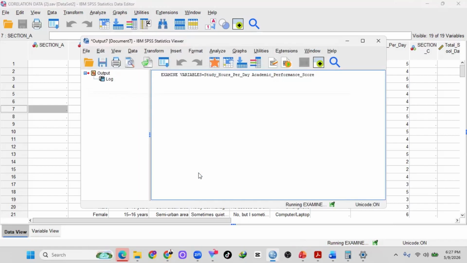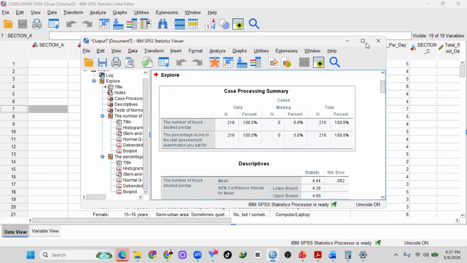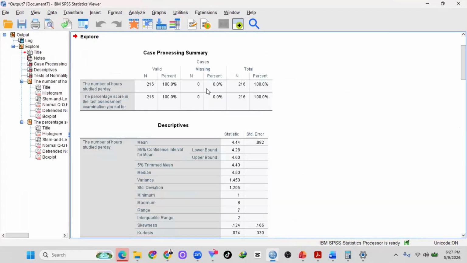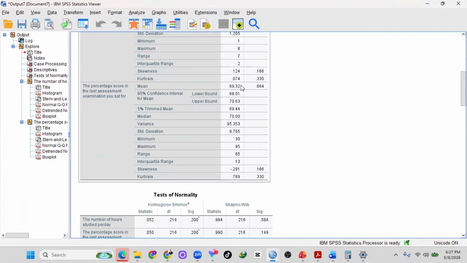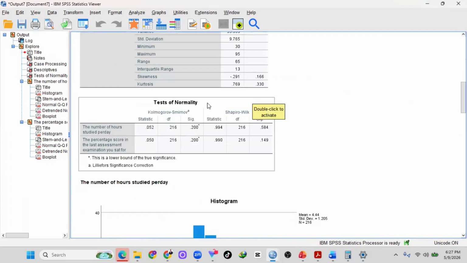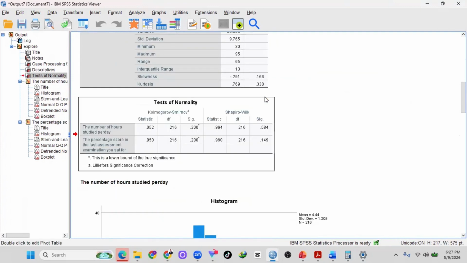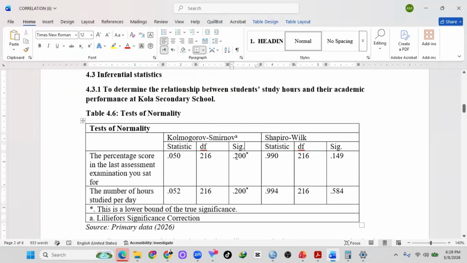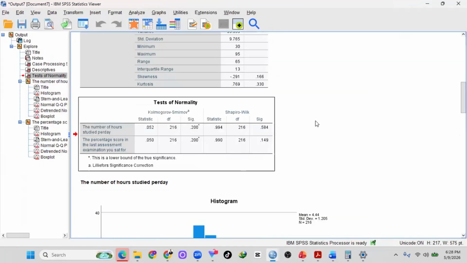Now, when I do that, it is going to run. And when it runs, it is going to give me multiple tables. Most of them are descriptive. But my interest is in this table, which says the test of normality, okay? And if you look very well, this is the table that you saw the other side in the work, okay? This table here is this one. Okay? So what does this table mean?